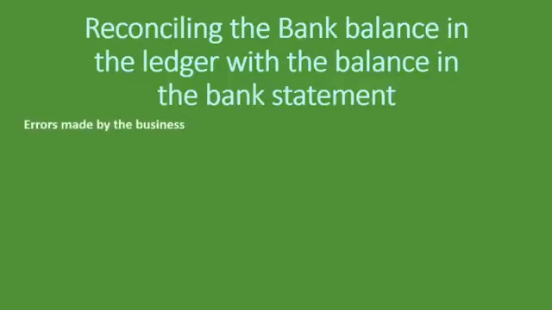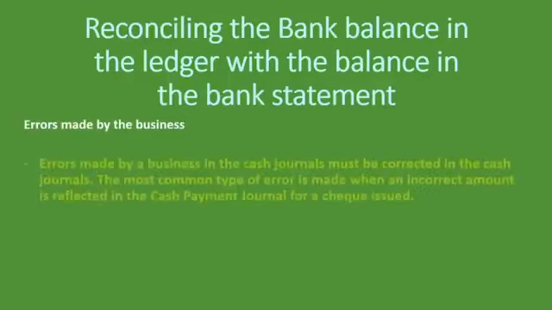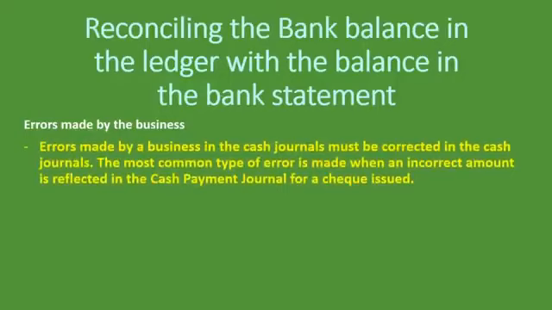Errors that are made by the business. Remember, when errors are made by the business, it does not affect the bank statement. So errors made by the business in the cash journals must be corrected in the cash journals. The most common type of error is made when an incorrect amount is reflected in the cash payments journal for a check issued. So whenever they say you've made these errors in your books, you correct it in your books. You don't touch the bank reconciliation statement because it does not affect the bank.